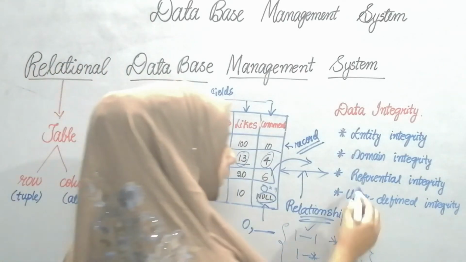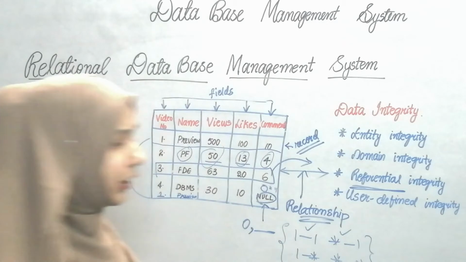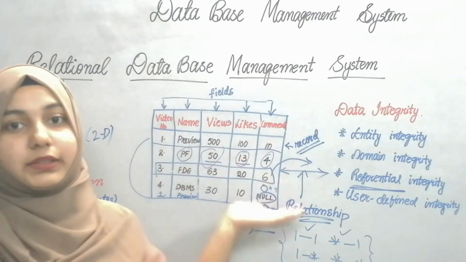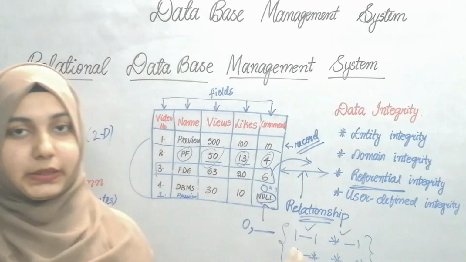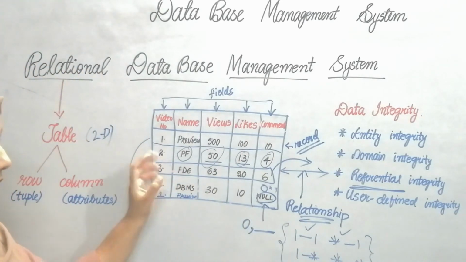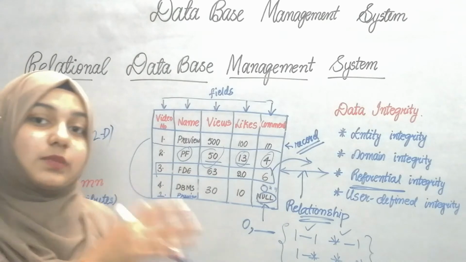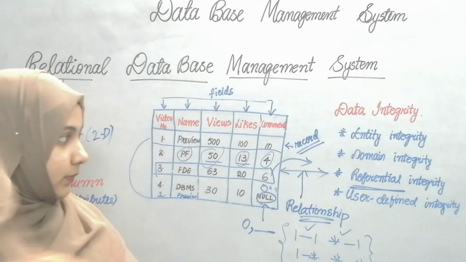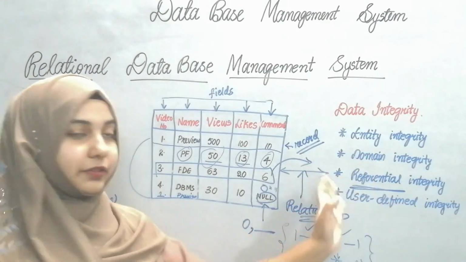Referential integrity, from the name you can understand, referential. You cannot delete the rows that are being used in some other records. Okay? I'll repeat it again. You cannot delete the rows or the records that are being used by some other records, that are being referenced in some other records. Okay? Clear? Entity is done, domain is done, referential is done.